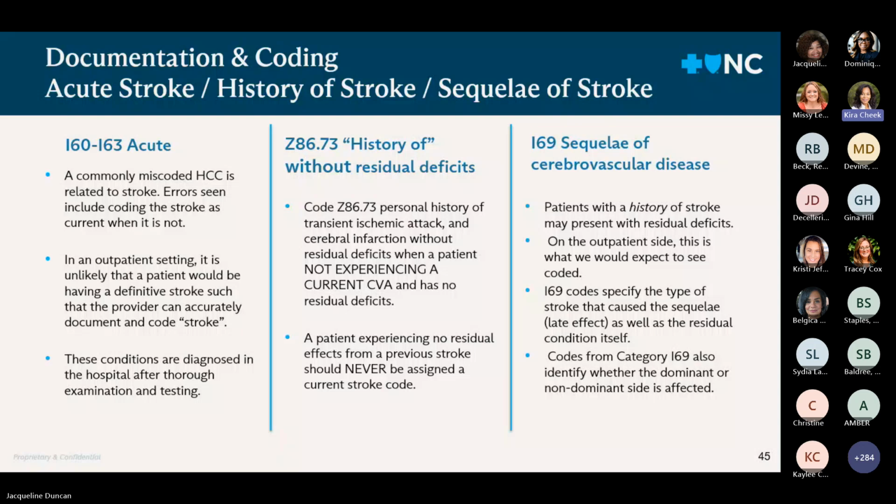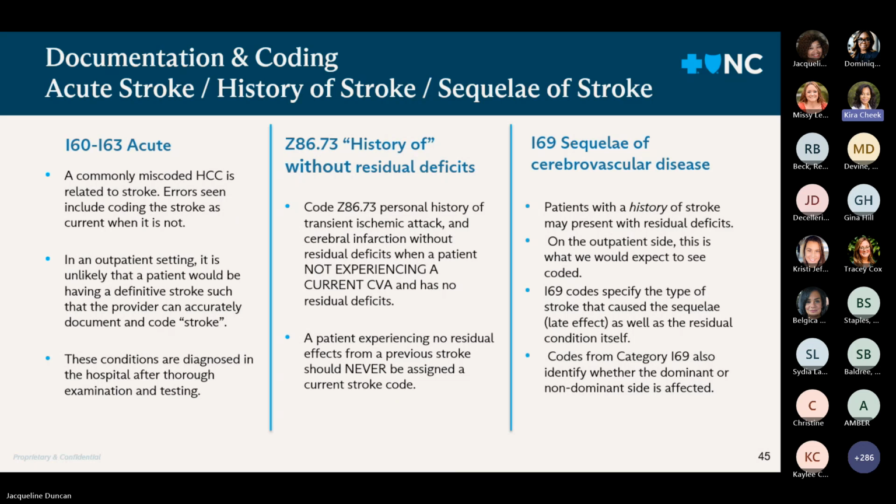Here is a way to look at 3 important stroke categories. The I60 through I63 codes are for acute strokes, strokes that are happening at present and are diagnosed in the hospital after thorough examination and testing. Here in the middle column is our history of TIA and stroke without sequela. This is for someone who comes in for an outpatient visit and reports that they have had a TIA or stroke, but there is no documentation of residual deficits.